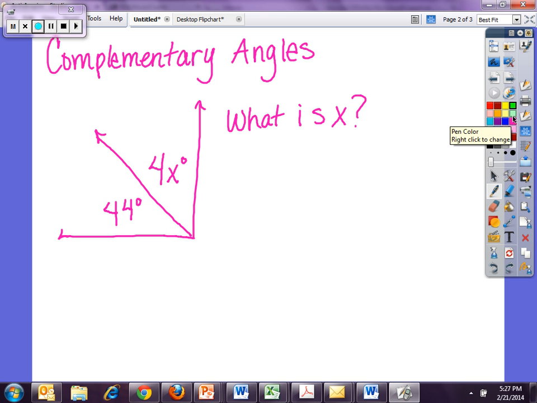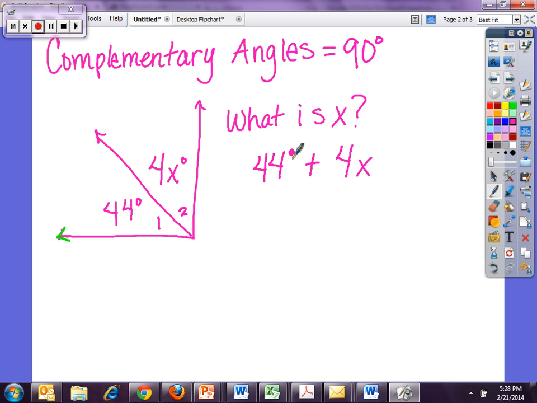So here we are with complementary angles. Now we know that complementary angles equal 90 degrees. There are two angles that equal 90 degrees. So I want to add angle 1 and angle 2 together. Okay, so I have 44 degrees plus 4x. I don't need the degree, but I put it there just because. So 44 plus 4x, and that equals 90.